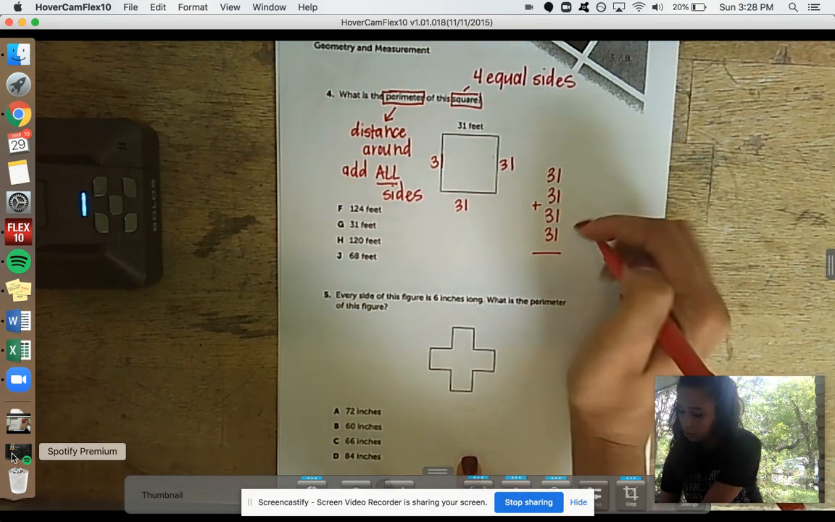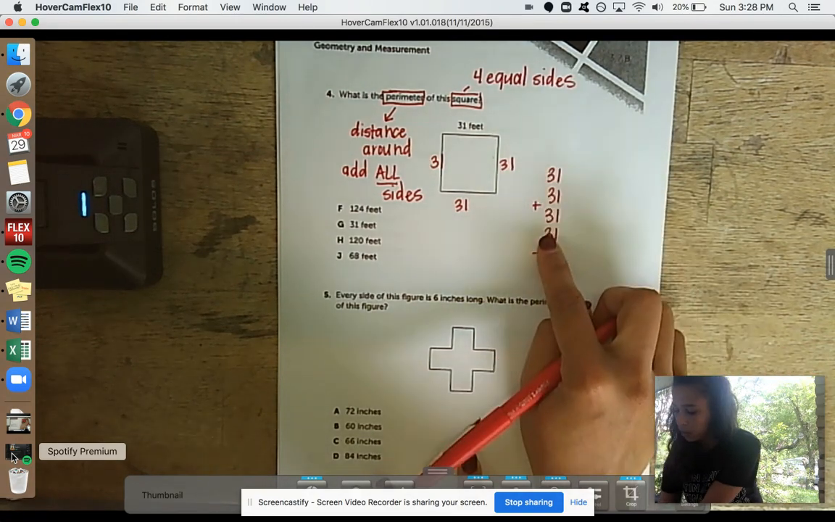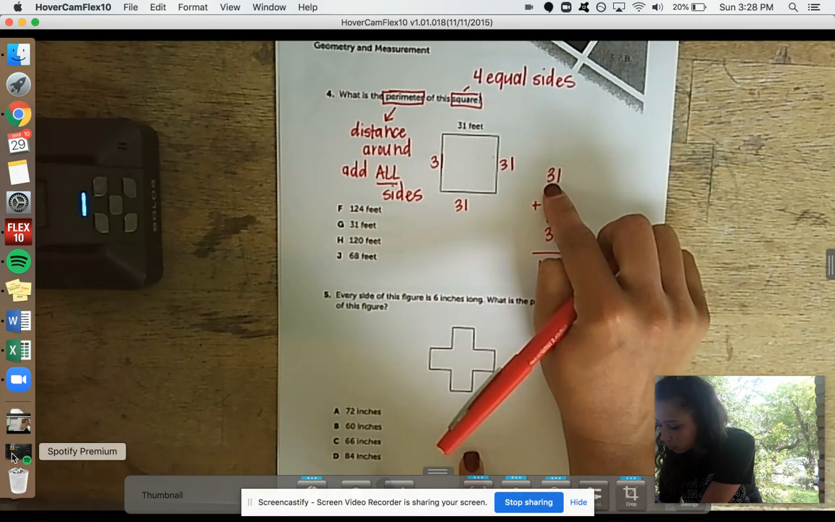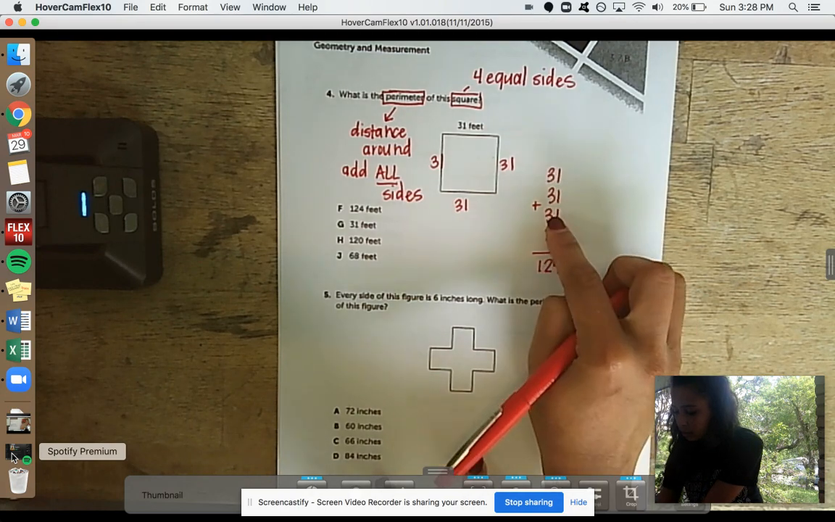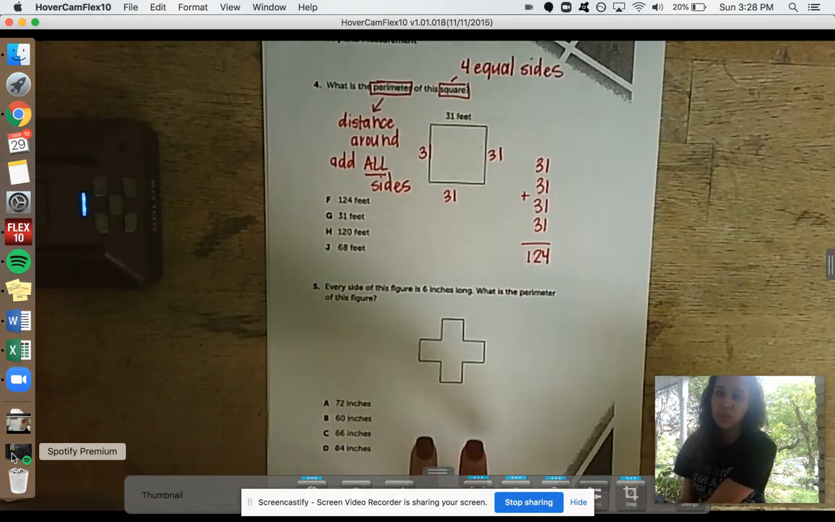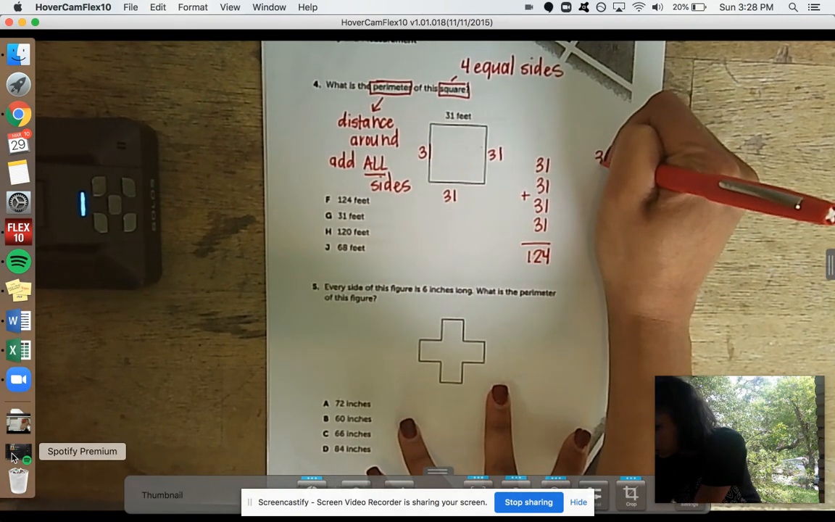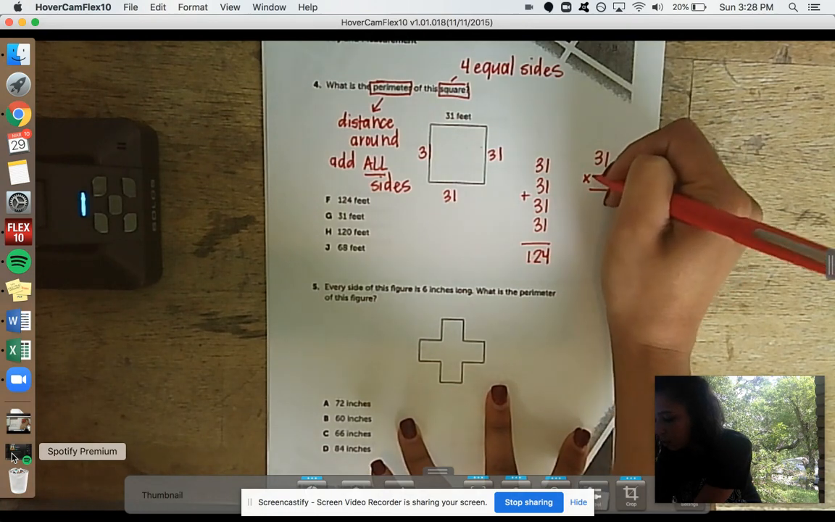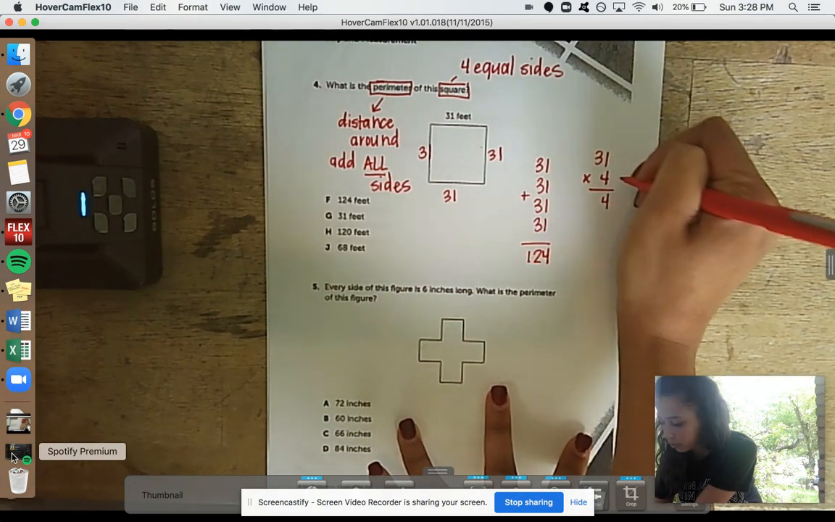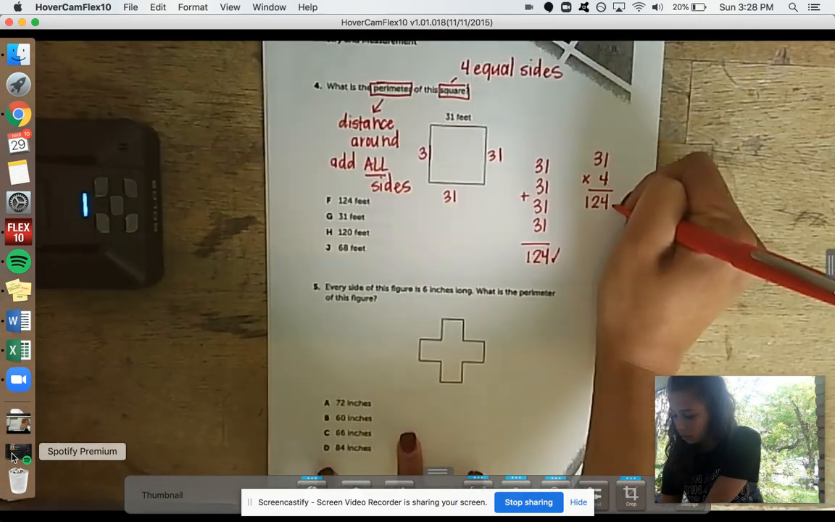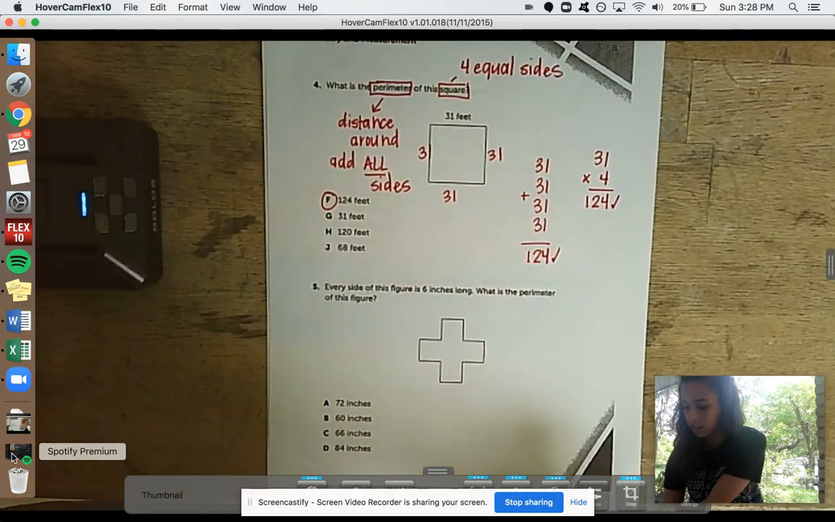1 plus 1 plus 1 plus 1 will get me 4. And then 4 groups of 3 will equal 12. I can count by threes, 3, 6, 9, 12. I also know a way to check my work is multiply. I have 4 groups of 31. So I can do 4 times 31. 4 times 1 is 4. And 4 times 3 is 12. So they both match. I know my correct answer is F.